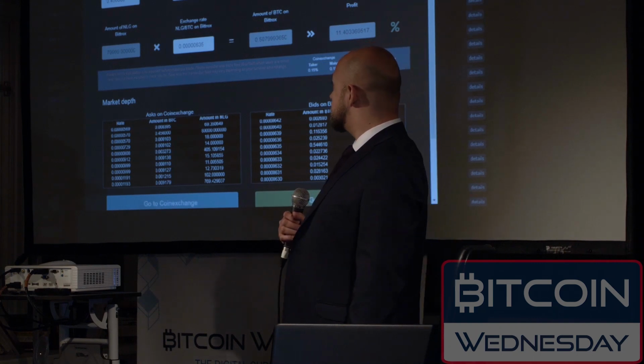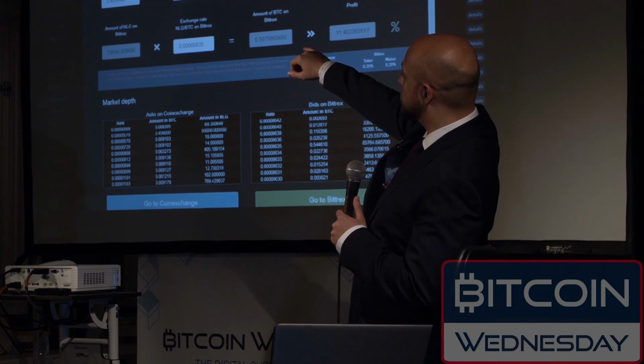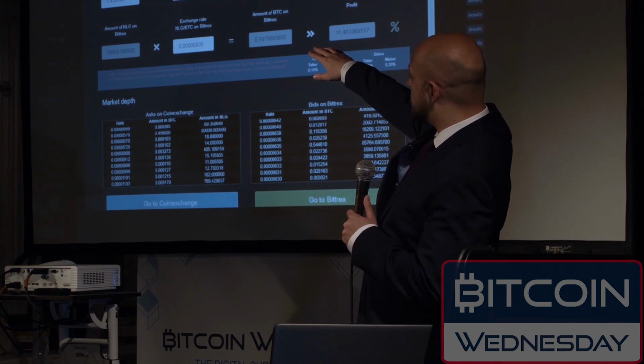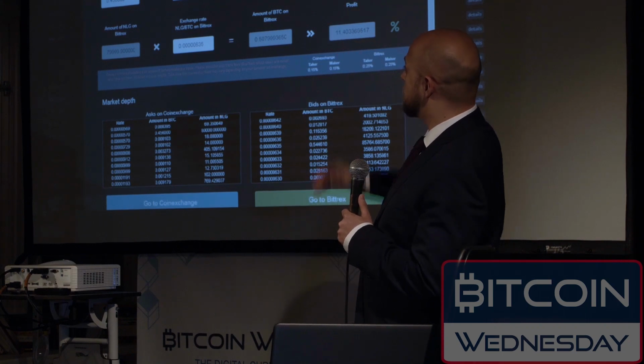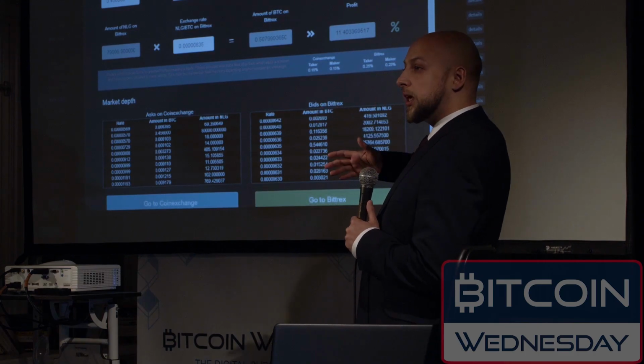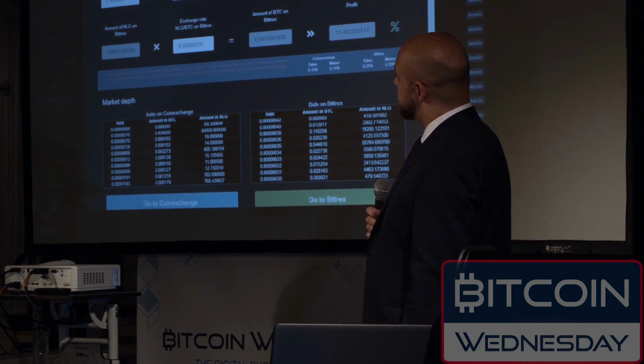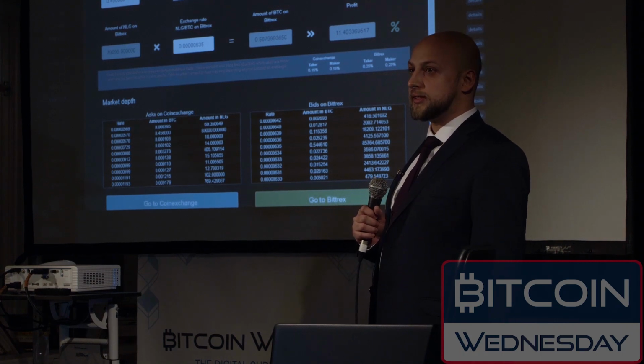You also have the profit calculator, where you put the number of, for example in this case, how many BTC you use for arbitrage. You see the withdraw fee, and you see how much profit you will get after you transfer these coins from exchange A to exchange B. So I made it in a way that, in my opinion, is easy to understand.